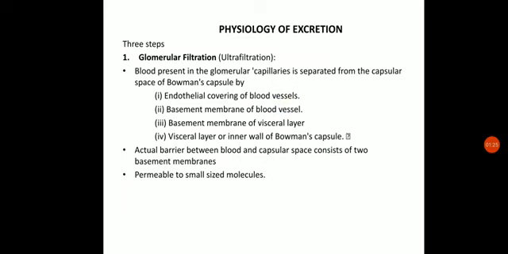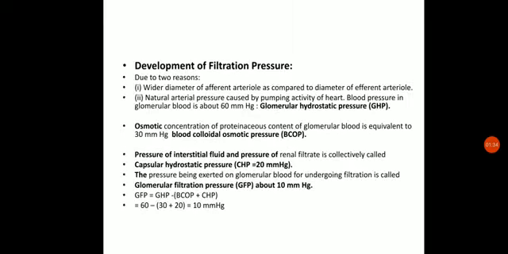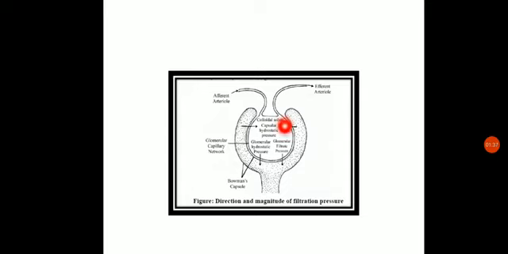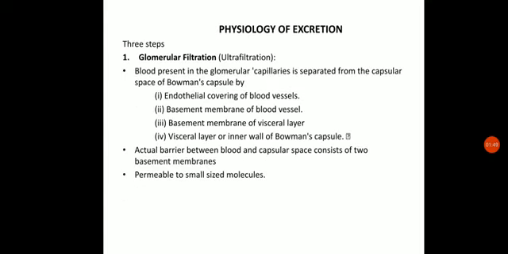Then the basement membrane of the blood vessel, the basement membrane of the visceral layer, and the visceral layer of the inner wall of Bowman's capsule. So here we can say it has the endothelial membrane of the blood vessels, then the basement membrane of the blood vessel, then the inner visceral layer of the Bowman's capsule. Now, the actual barrier between the blood and the capsular space basically consists of two basement membranes.